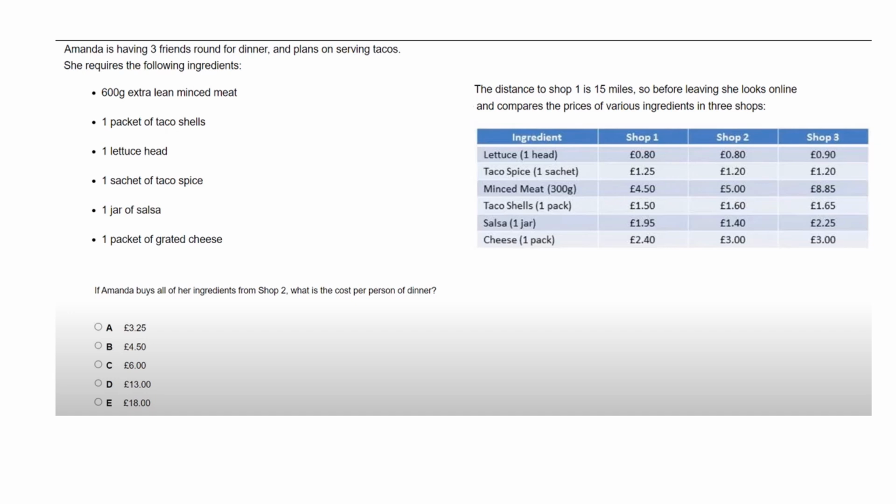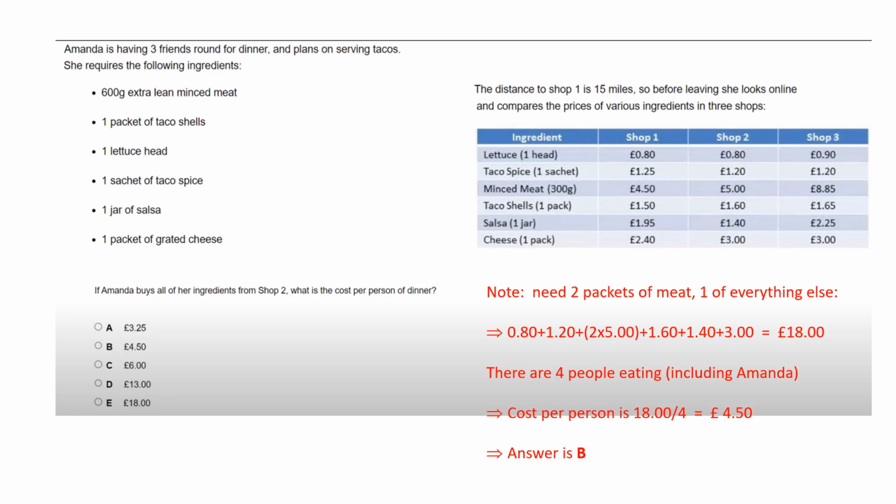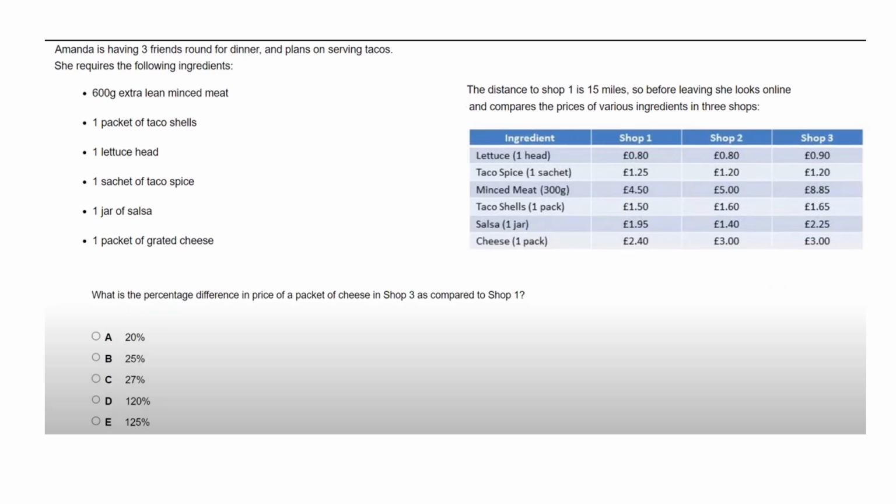Okay, so that was a nasty question, because of course, if this was a maths question, it would have been 3 marks and you'd have got 2 out of 3. But here you get nothing, because it's just right or wrong. So that was nasty. Okay, so percentage difference in a packet of cheese in shop 3 compared to shop 1.